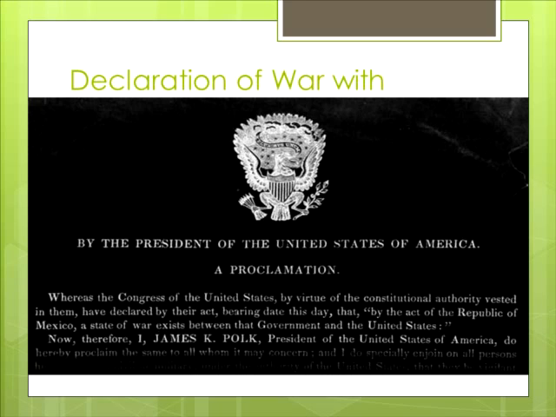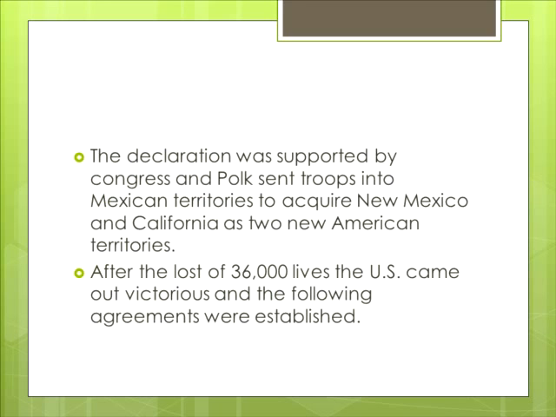On your final exam, you have a few questions related to this particular document here. Pay attention to who Polk is claiming is declaring war on, and pay attention to the events that led up to this. It will be on the final exam. Now, the declaration was supported by Congress, and Polk sent troops into Mexican territories to acquire New Mexico and California as two new American territories. We're going to see how that unfolds later.